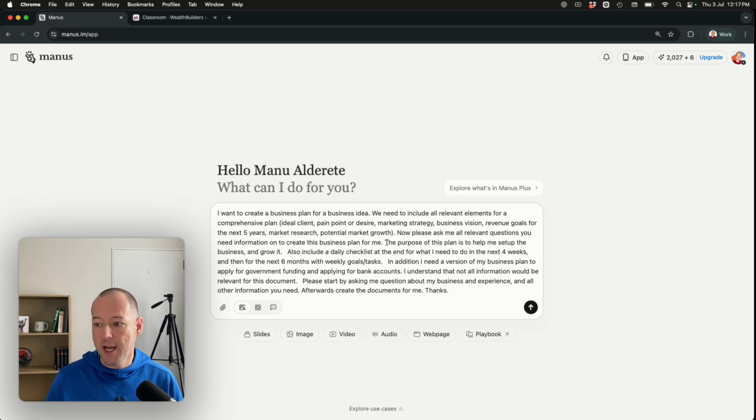Also include the daily checklist at the end for what I need to do in the next 4 weeks, and then for the next 6 months with weekly goals and tasks. This is super important for people who are actually quite overwhelmed like I am with everything that's at hand. And if I just ask for a business plan, I don't know where to start.